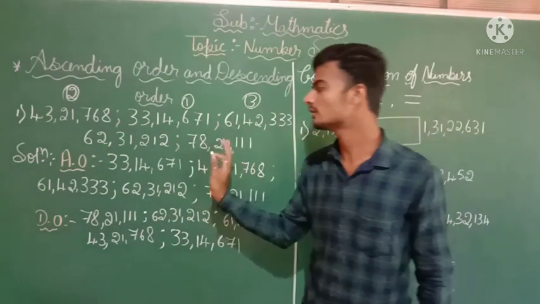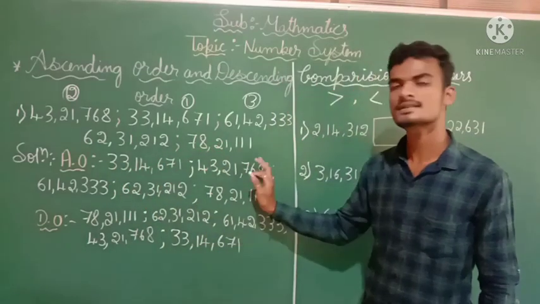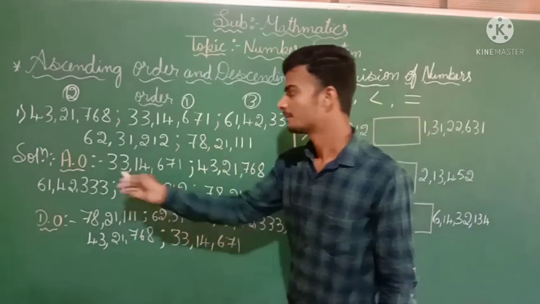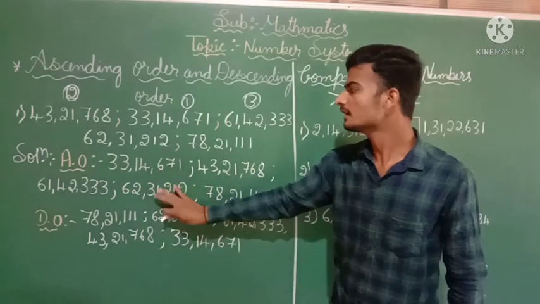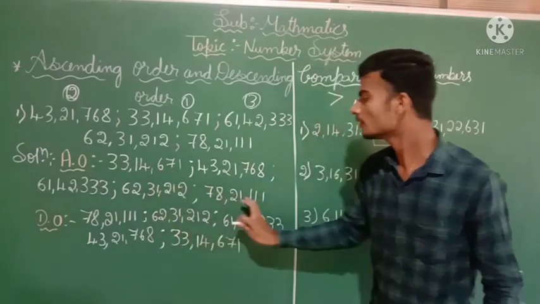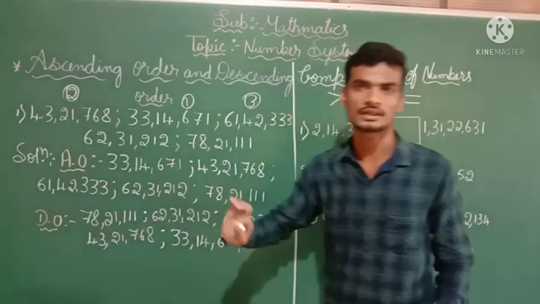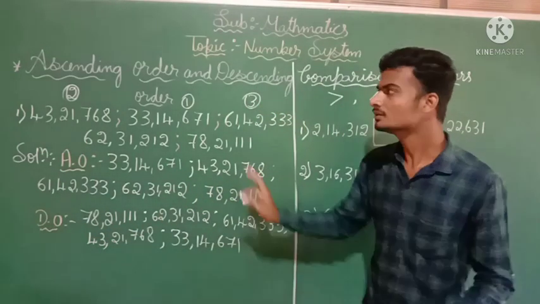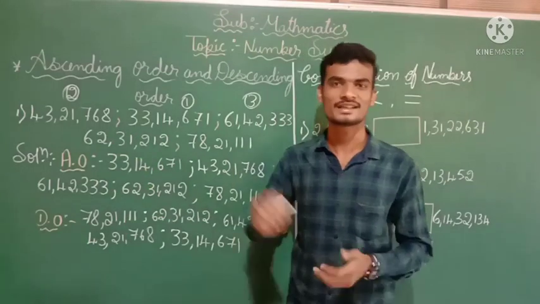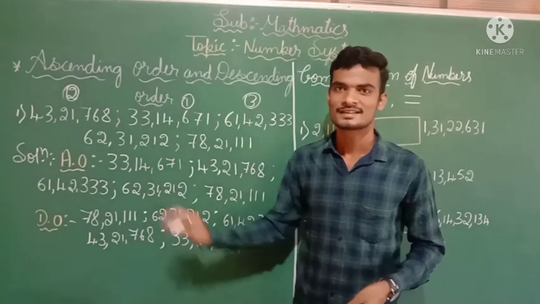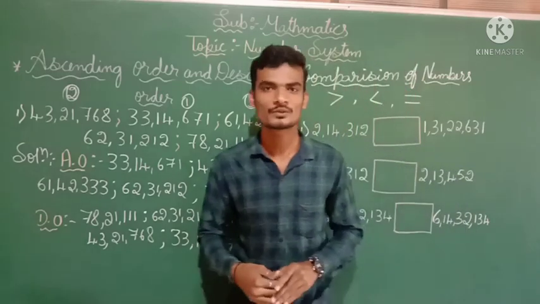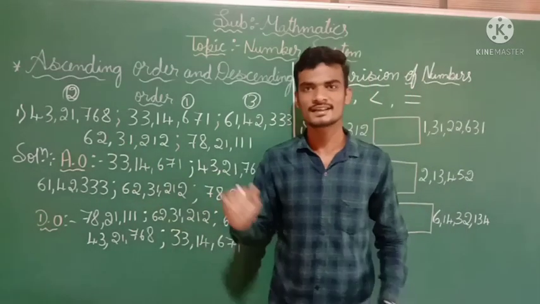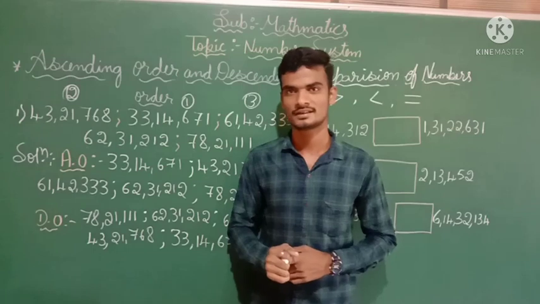First we have to write all the smaller numbers. Last we have to write the greater number. That is ascending order. Descending order is the reverse process. What you write in ascending order, you have to write in reverse order for descending order. That's it, complete here. So this itself is the beauty of mathematics. See how beautiful this is. I hope all of you are clear with ascending order and descending order.